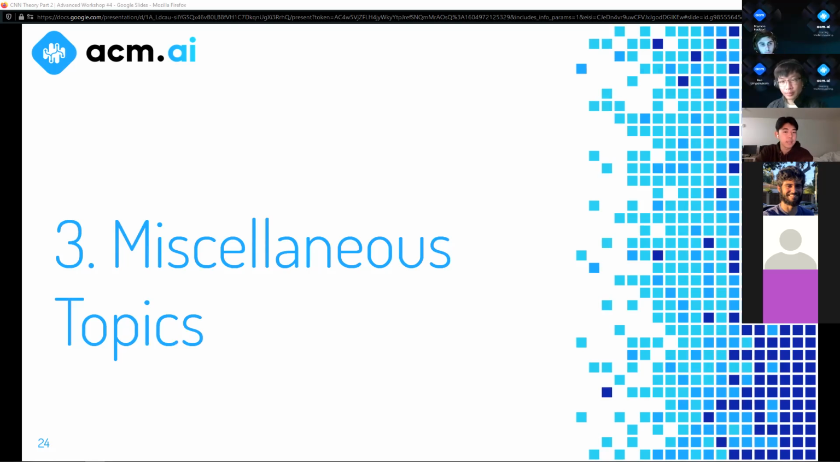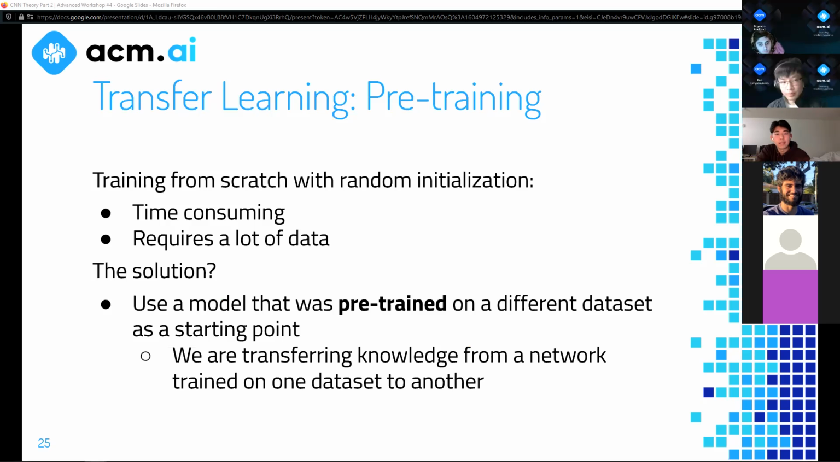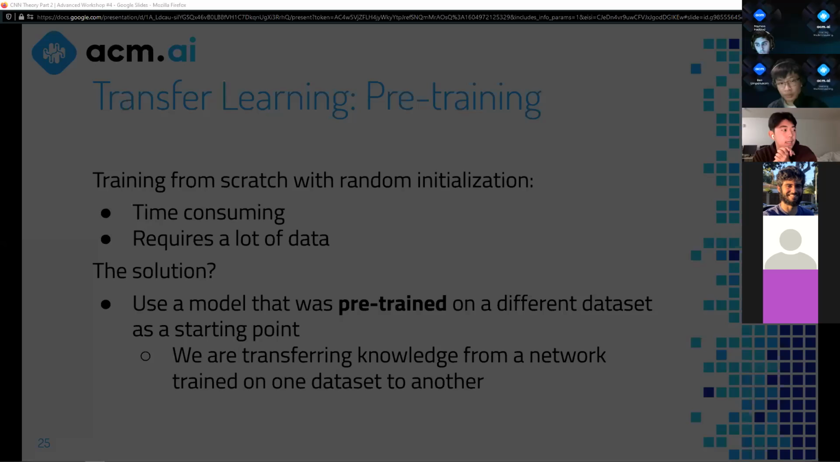Some miscellaneous topics. Another thing that's very common in CNNs: the training process for a CNN is super intensive. It's very time consuming, and it requires a lot of training data. The solution to this is to use a pre-trained model on a different data set as a starting point. We're essentially trying to transfer the knowledge from an already trained network to apply to a new problem statement. Some different methods of transfer learning are on the next slide.